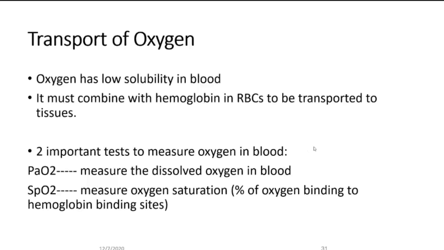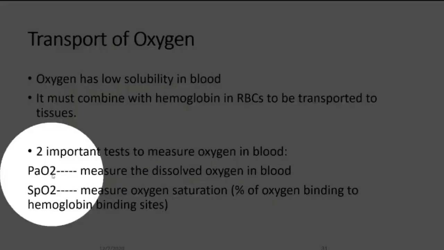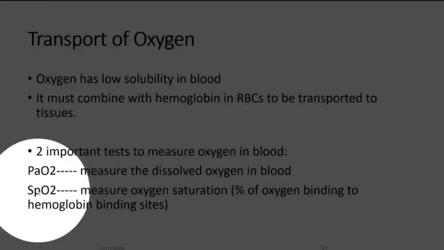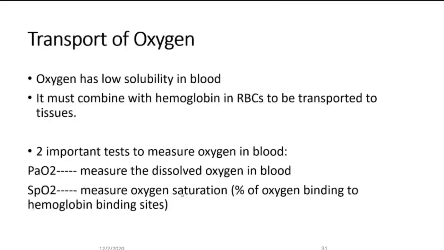The transport of oxygen is through the hemoglobin. Okay, as you know, because oxygen has low solubility in the blood. Two factors that affect oxygen transport: the PaO2, okay, which is tests to measure the oxygen in blood, the PaO2 and SpO2, which measures the oxygen saturation.